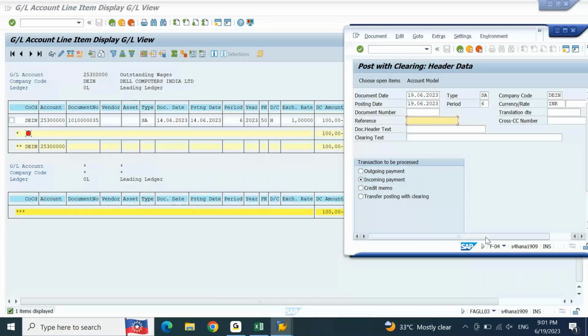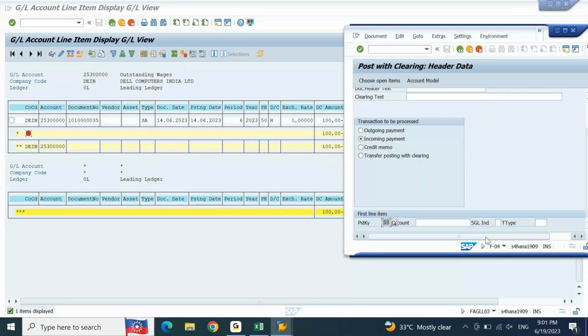I'll put this here. I need to give posting key 50. Why am I giving posting key 50? Because currently this account has posting key 50. For this posting key 50, should I give the same account or a different account? Different account.